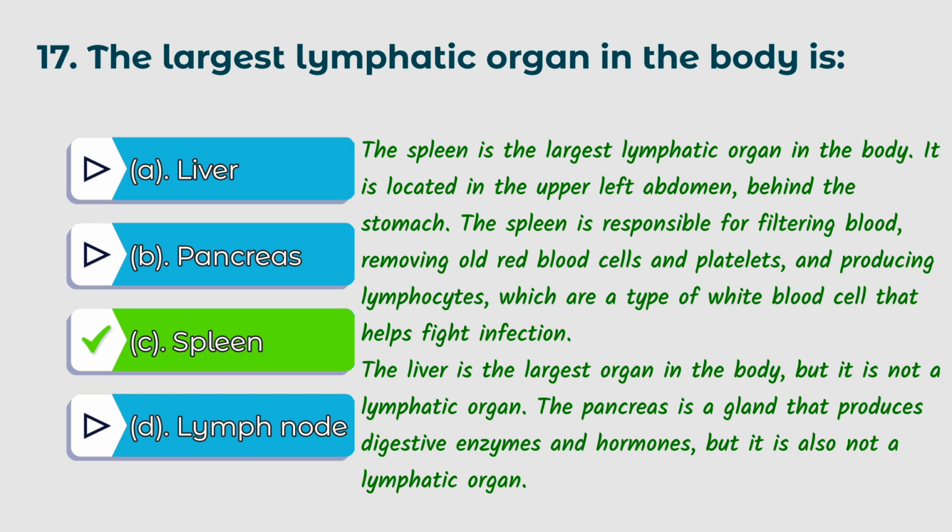The spleen is responsible for filtering blood, removing old red blood cells and platelets, and producing lymphocytes, which are a type of white blood cell that help fight infection. The liver is the largest organ in the body, but it is not a lymphatic organ. The pancreas is a gland that produces digestive enzymes and hormones, but it is also not a lymphatic organ.